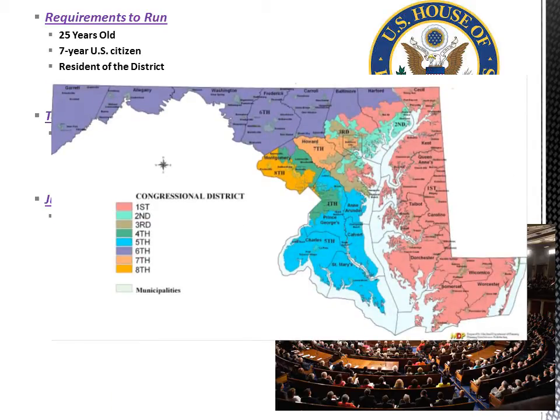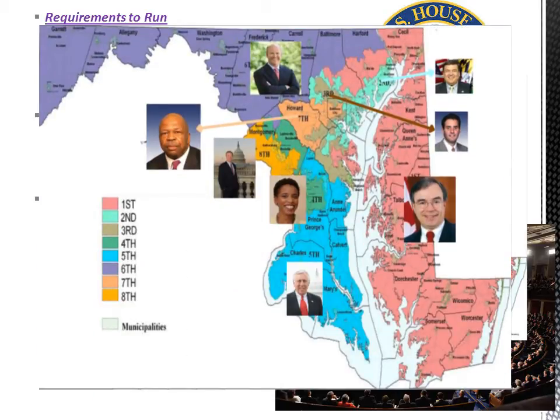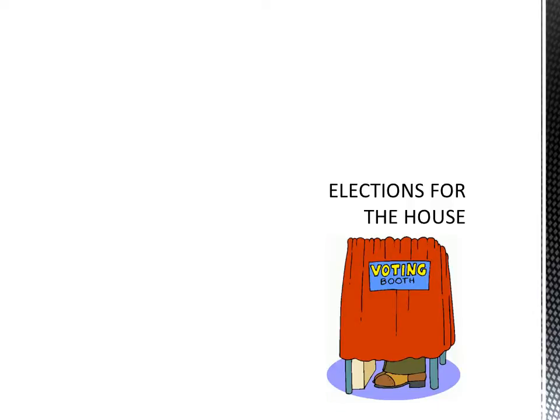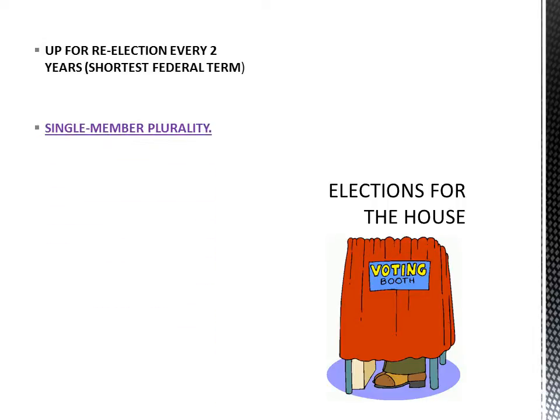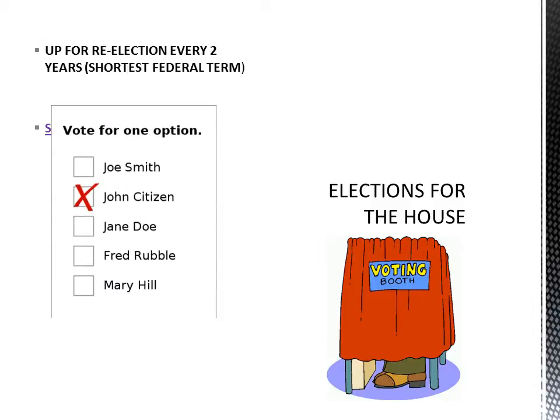Take, for example, the state of Maryland. Maryland has 8 congressional districts. This means it has 8 members in the U.S. House of Representatives. If it seems as if members of the House are constantly campaigning, well, it's because they are. Every member of the House is up for re-election every 2 years. They are elected by what is known as a single-member plurality system. What this means is that all of the candidates who wish to represent a district are listed, but only one of them, the one with the most votes, will become that district's representative.